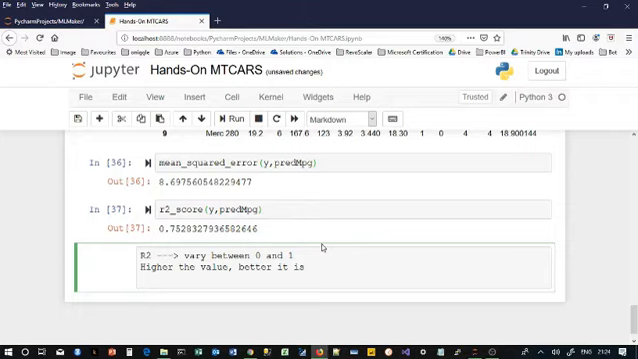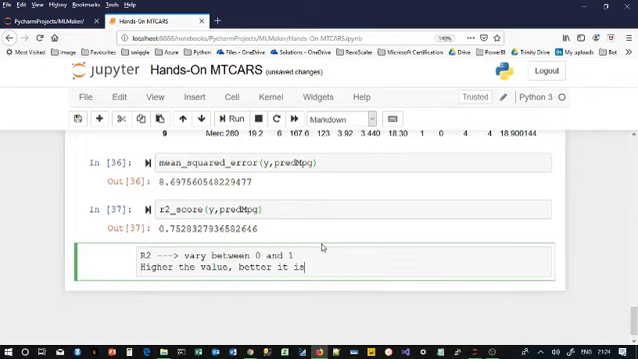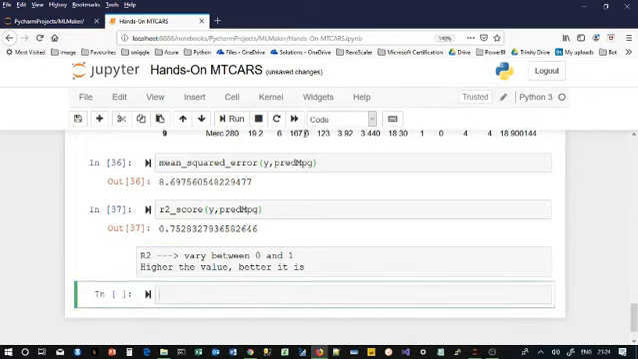Now what is the intuition behind R square? In order to understand this, you need to understand something called a baseline model. That's the other terminology we are introducing. What is a baseline model? A baseline model is also called the worst case model. Now what is it?